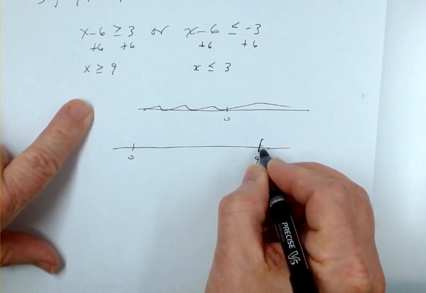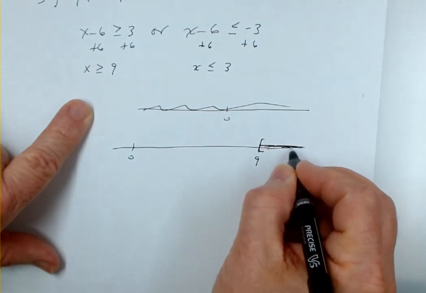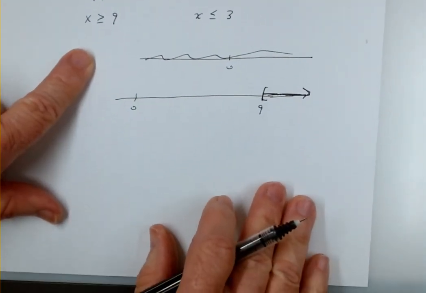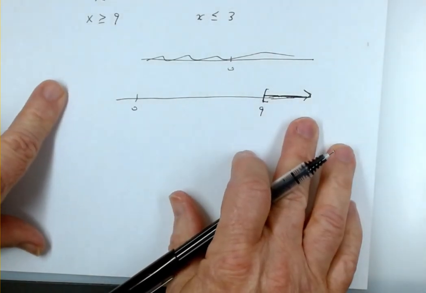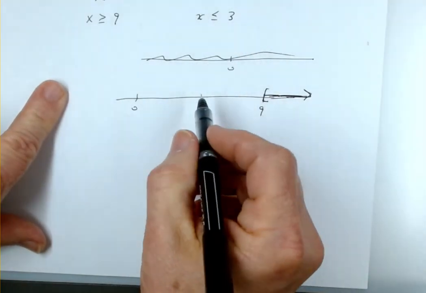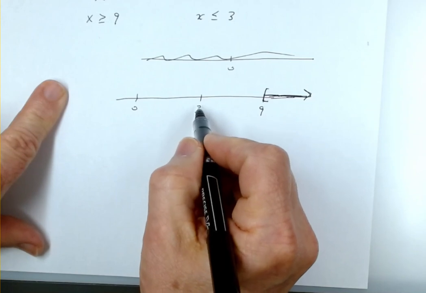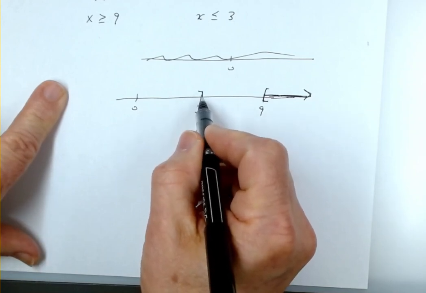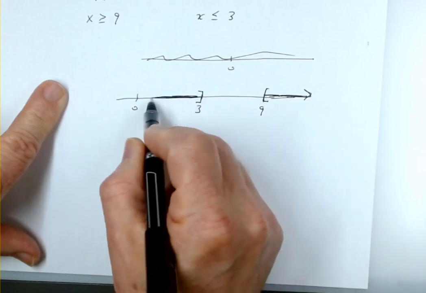Bracket going to the right, and make sure you draw an arrow right here. Okay. And then over here, x is less than 3, so here's 3. Bracket or parentheses? Bracket. Going which way? To the left. To the left. With the arrow. With the arrow, just like that.